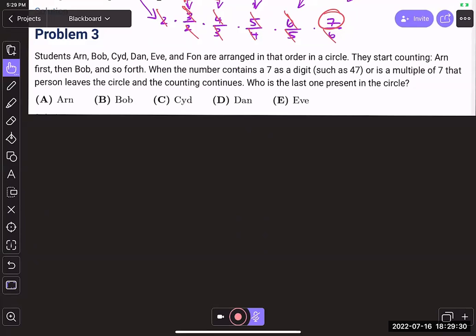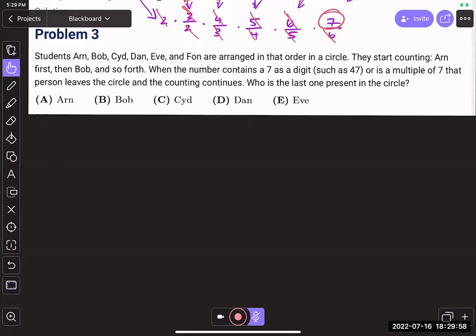Students Arn, Bob, Sid, Dan, Eve, and Fawn are arranged in this order in a circle. They start counting, Arn first, then Bob, and so forth. When the number contains a 7 as a digit, such as 47, or is a multiple of 7, that person leaves the circle and the counting continues. Who is the last one present in the circle?